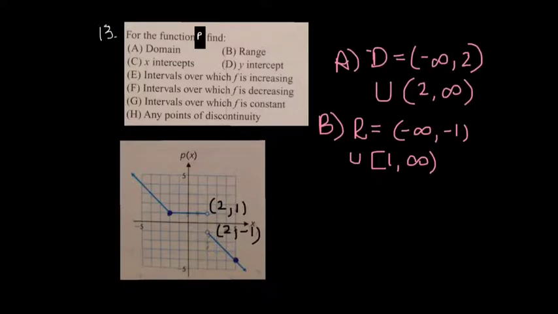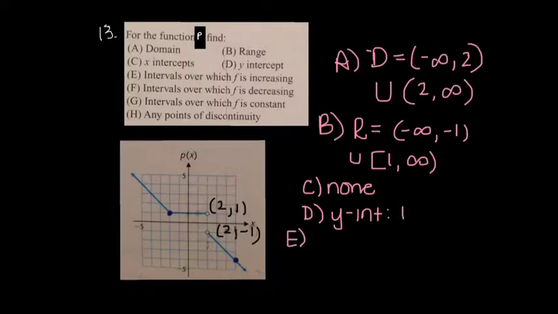For part C, there are no x-intercepts because the graph does not cross the x-axis at all. For D, the y-intercept, the graph crosses the y-axis at this point right here. That is a positive 1. So the y-intercept would be a positive 1.